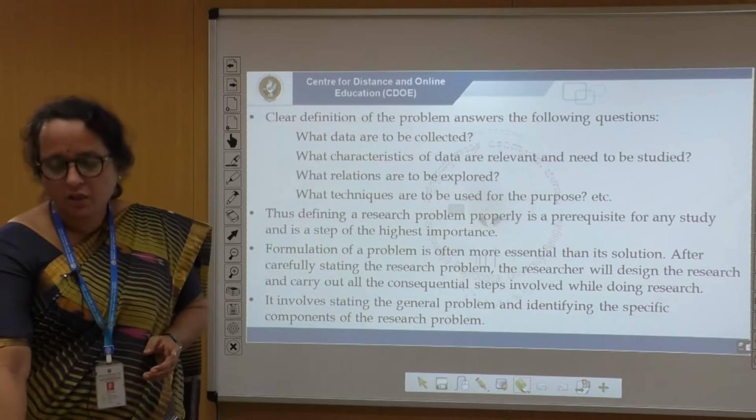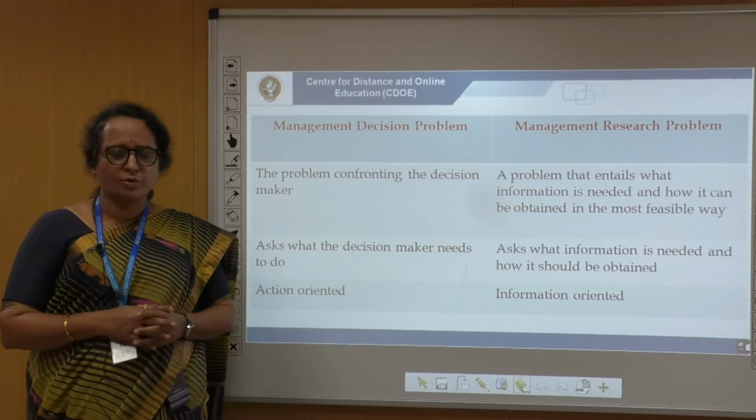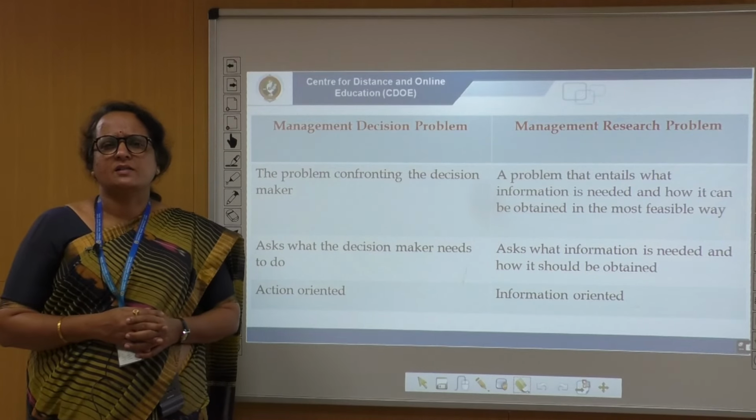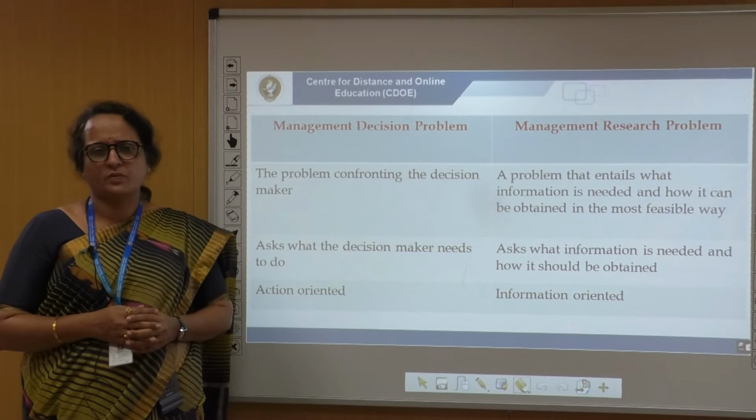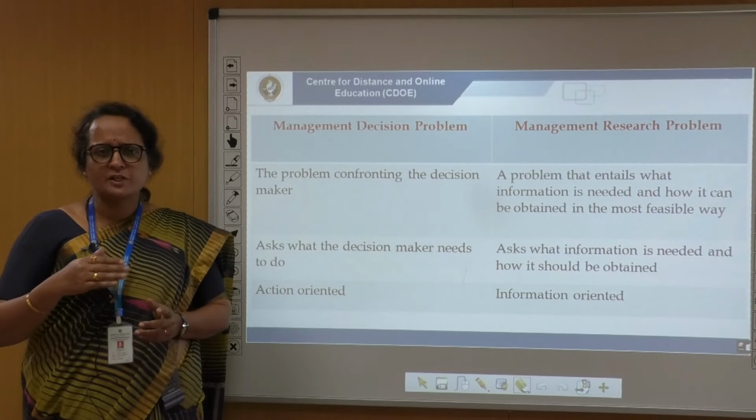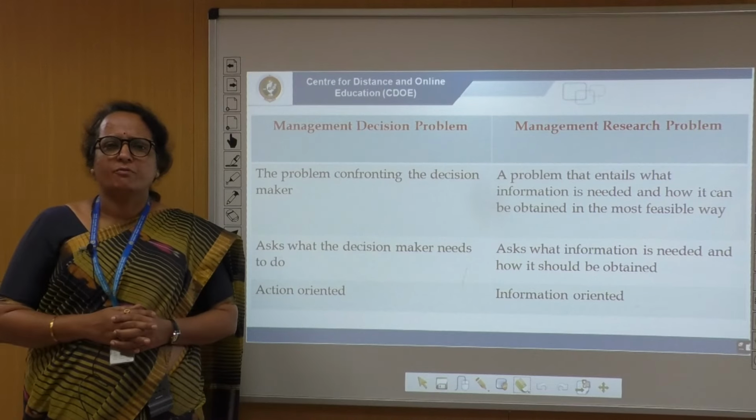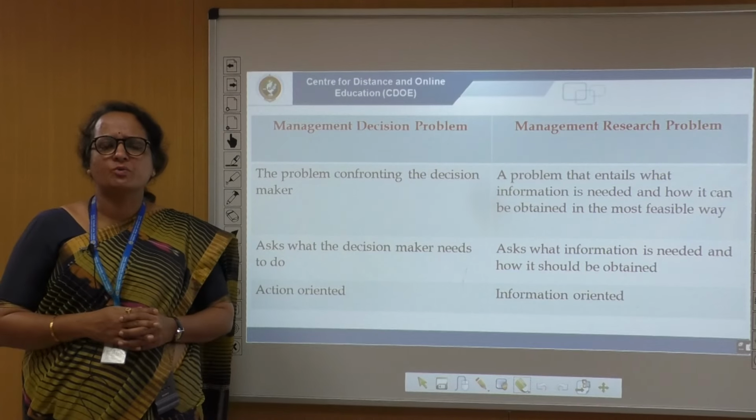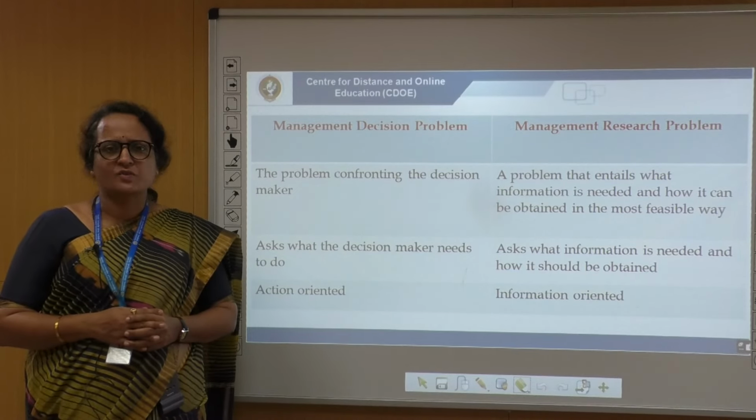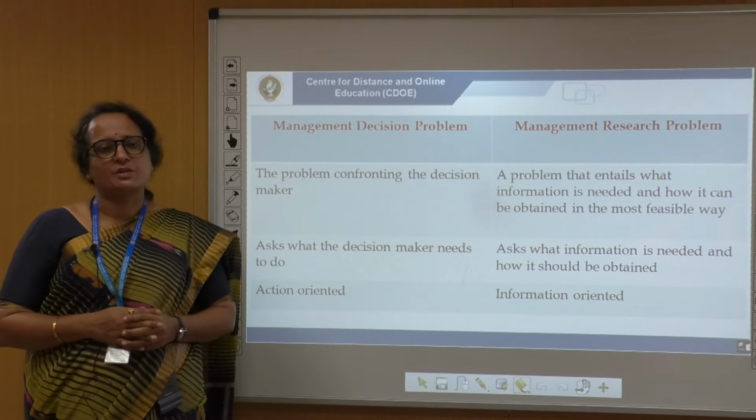So now we will talk about the main difference between the management decision problem and the management research problem. When a business organization faces some decision issue or decision dilemma, then we say that the manager is in a problem. He will identify the decision problem. If he is facing any difficulty in taking the decision, then he realizes the need of a solution for that problem. So in that case, he will either solve the problem by using his own research team within the organization. If such a team is not available, then they may go for an outside research agency for conducting the research and coming out with the solution to the decision problem.